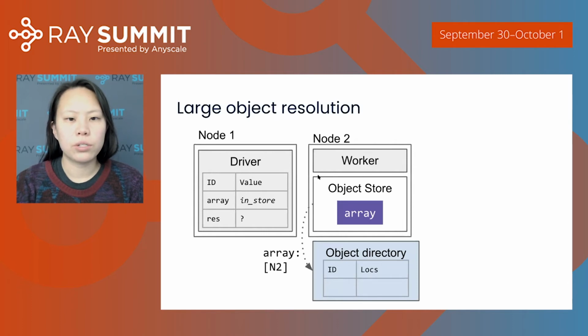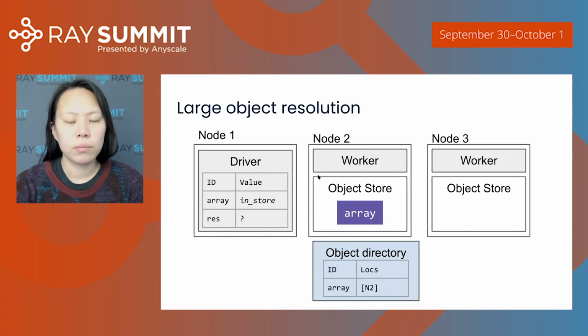Each time an object is created in an object store node, the node will asynchronously add itself as a location in the object directory. Since the object directory is globally accessible, we can use this on other nodes to figure out where to find an object. Let's say the mean task gets scheduled to run on a third node. Now that we have a value for the array argument, we can also send the mean task to be executed.